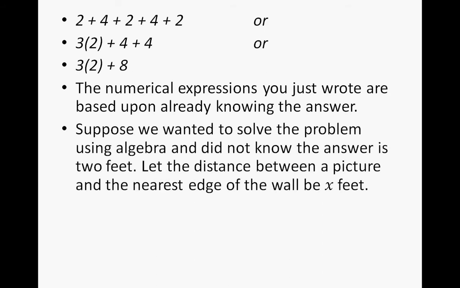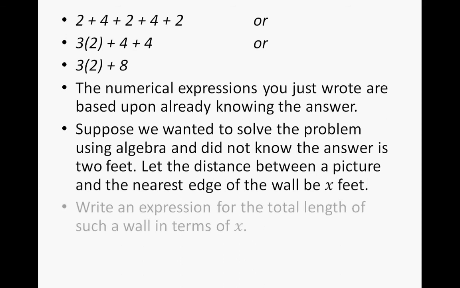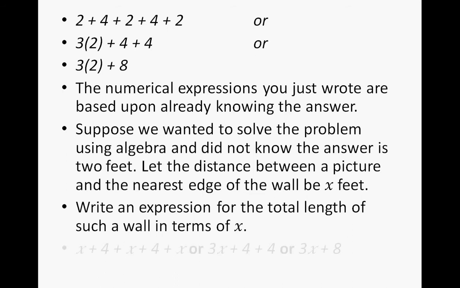But suppose we want to solve the problem using algebra and did not know the answer was 2 feet. So we're going to let the distance between a picture and the nearest edge of the wall be x feet. We're going to write an expression for the total length of the wall in terms of x. Well, we can either write it as x plus 4 plus x plus 4 plus x, or because we have 3 x's, we can write it as 3x plus 4 plus 4, or we can write it as 3x plus 8.